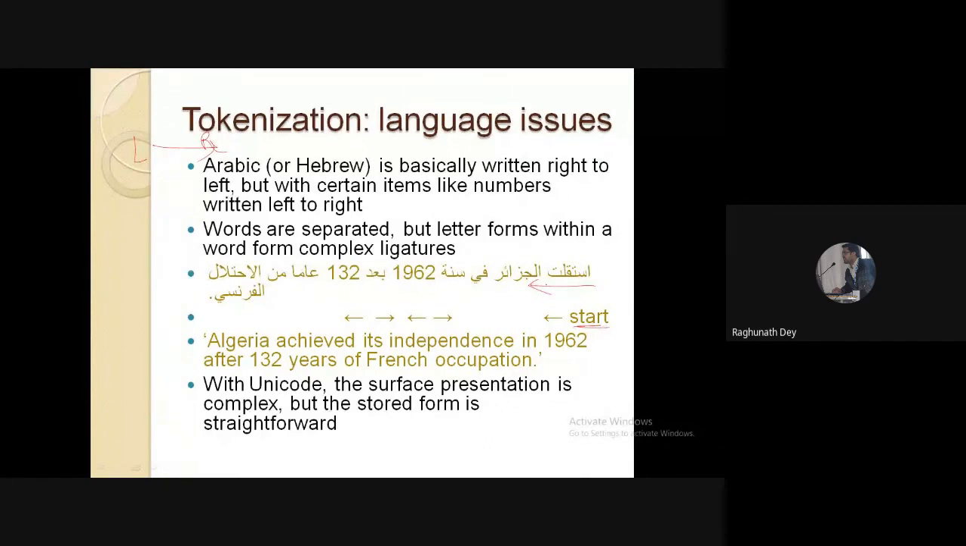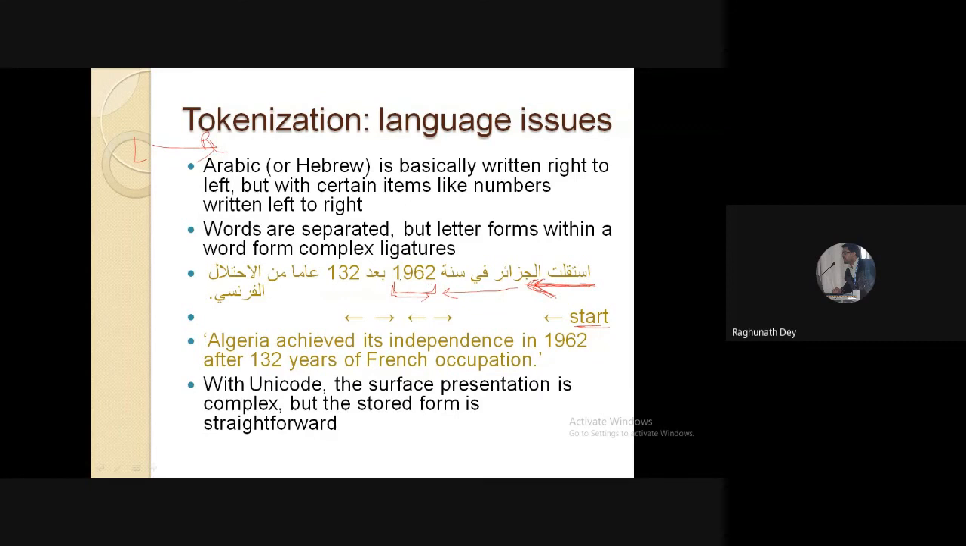If the text or sentence is written from right to left, yes, you can design your indexing system so that it scans the words or terms from right to left. Problem solved. But is it so? No. You are moving from right to left because you know it's an Arabic sentence, but at a certain point, when there are some numbers, you have to move from left to right.